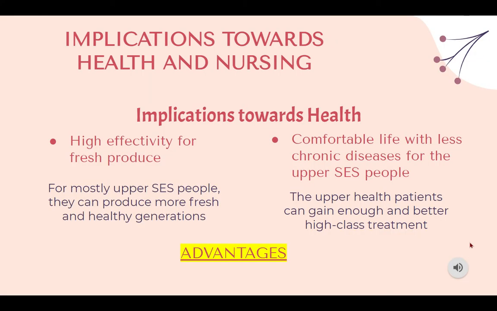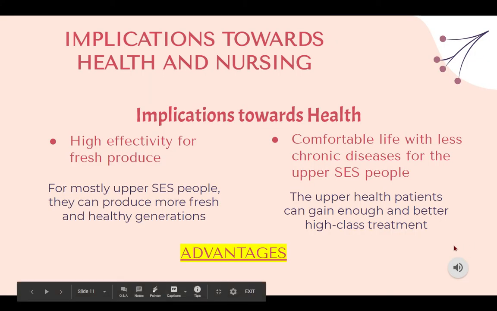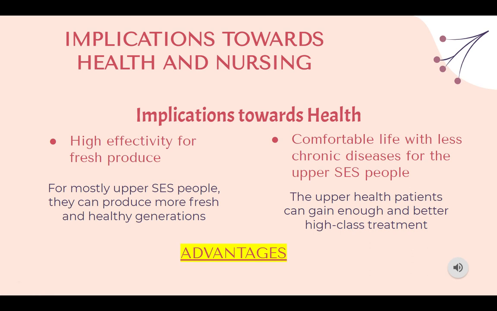Thank you. So next, the implications toward health. The advantages of social mobility that are mostly for the upper socio-economic status people are high effectivity for fresh produce and also comfortable life with less chronic diseases. For mostly upper socio-economic status people, they can produce more fresh and healthy generations as they can gain enough and better high-class treatment at the healthcare center.